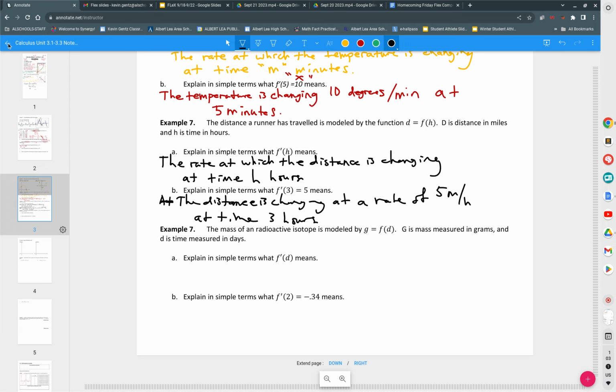Sure, I would discourage you from saying after a certain amount of time has passed, but specifically at the time 3 hours. At that moment in time, if you were to take a snapshot of them at that single moment in time, that's their speed.